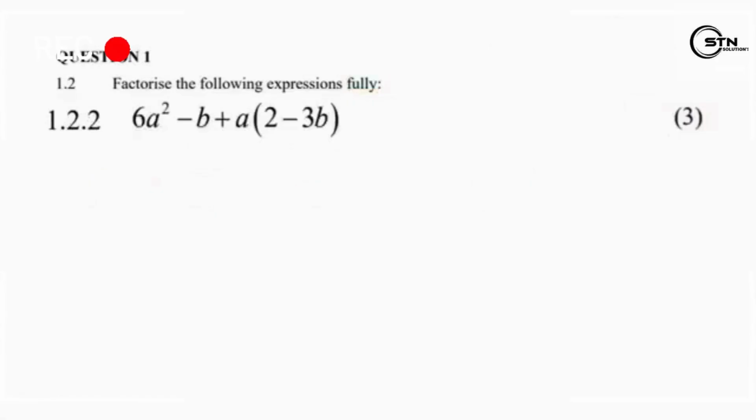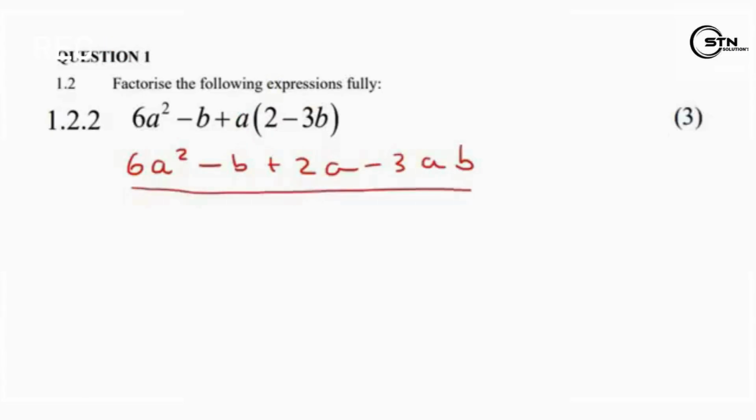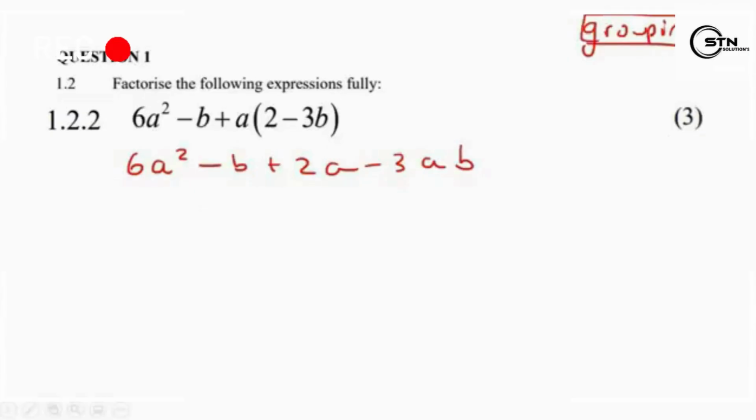Factorize the following expression fully. Okay, so what I would do in a situation like this is I would actually multiply this bracket out, and then I would restart. Okay, so we're going to put the a into the bracket, and then into that bracket, so that'll be negative 3ab. Now what I see is that there are 4 terms. Now that makes me think about grouping. Grouping, typically we do that when we have 4 terms.